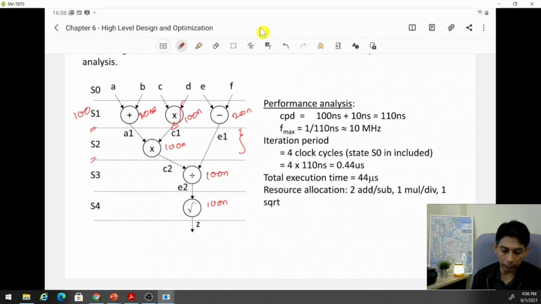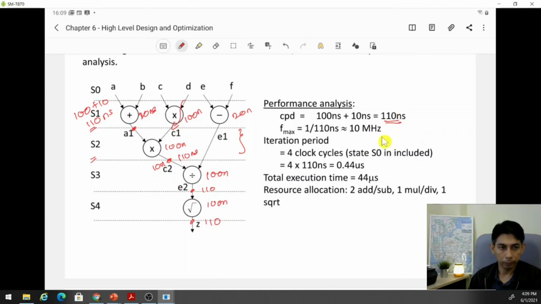So this one will be 100 plus the setup time to store the result here in the register, remember. So this is plus 10 nano, so 110 nanosecond. This one is the same actually. You have 10 nanosecond here, so you will have 110 also. This one also 110. This one also 110. So it's the same for every cycle. Means that the CPD will be 100 nanosecond plus 10 nanosecond, which is 110 nanosecond.